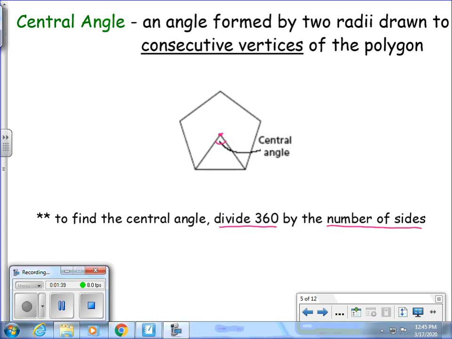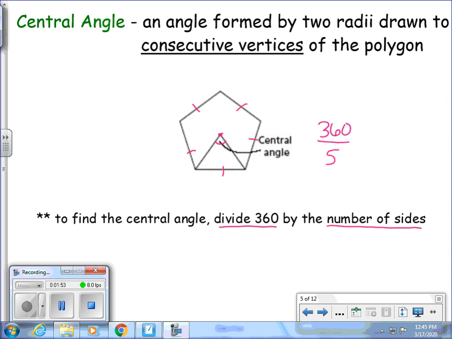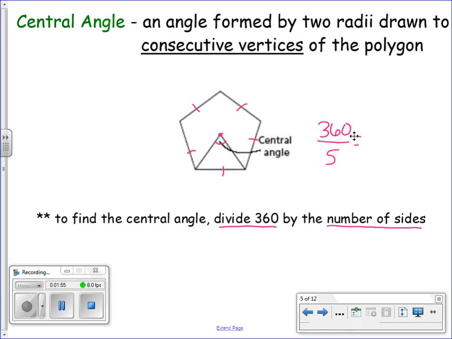So since we have 1, 2, 3, 4, 5 sides here, to figure out what that central angle is equal to, I would just take 360, divide that by 5, which is equal to 72 degrees.